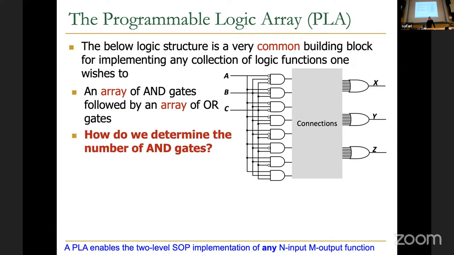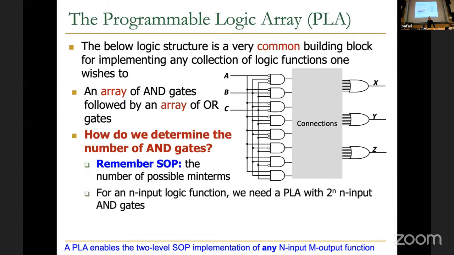So how do you determine the number of AND gates? Now that you know the sum of product form, this is the number of possible min terms. This is 2 to the N, essentially. For an N input function, you need a PLA with 2 to the N, N input AND gates.